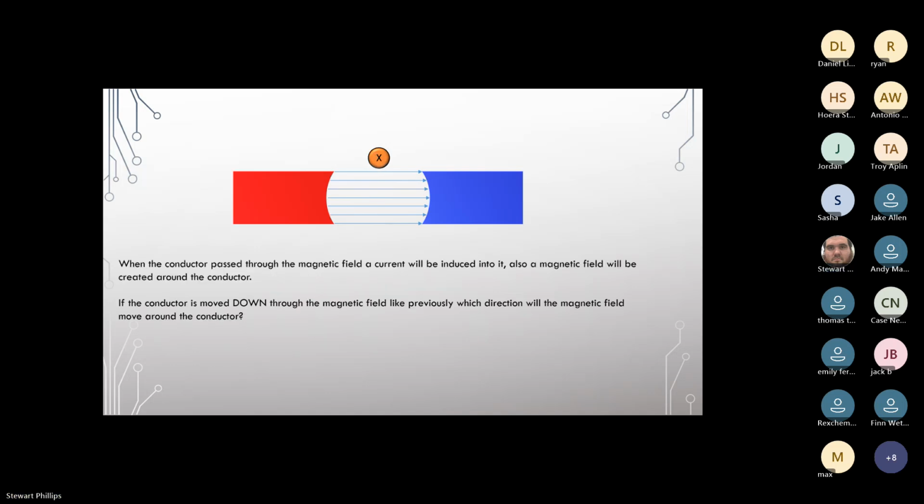Cool. So when the conductor passes through the magnetic field, a current will be induced into it. Also, a magnetic field will be created around the conductor. If the conductor is moved down through the magnetic field like previously, which direction will the magnetic field move around the conductor if the current is flowing away?